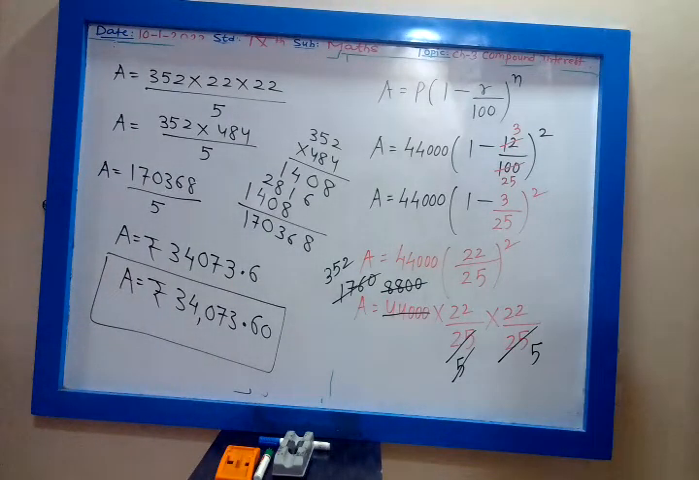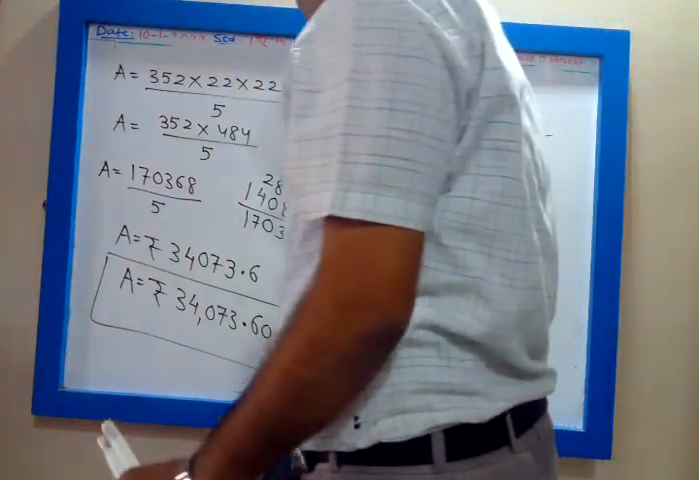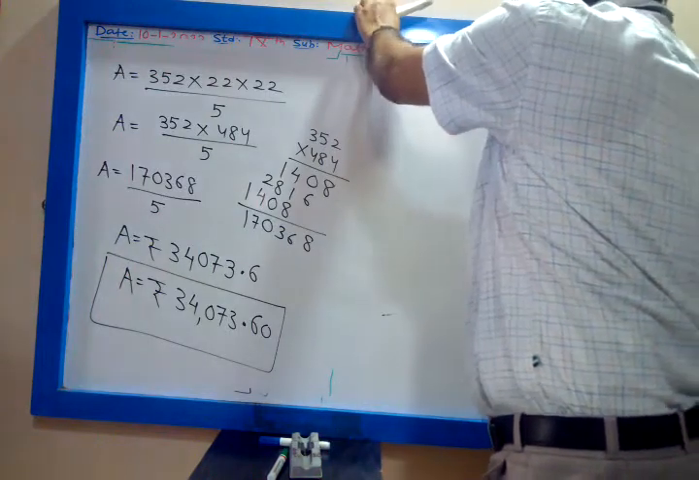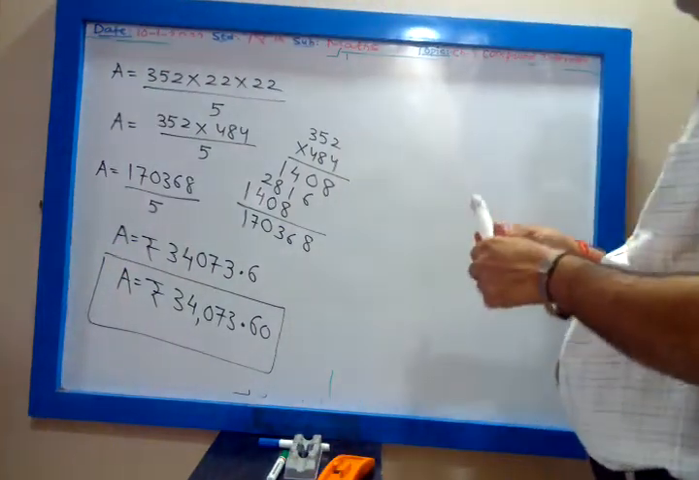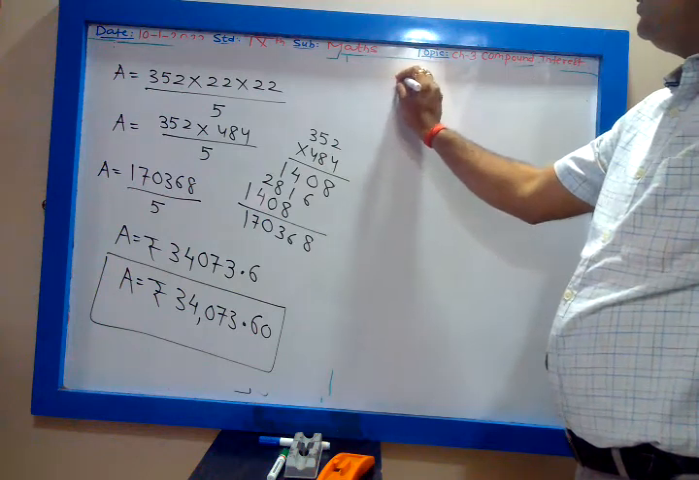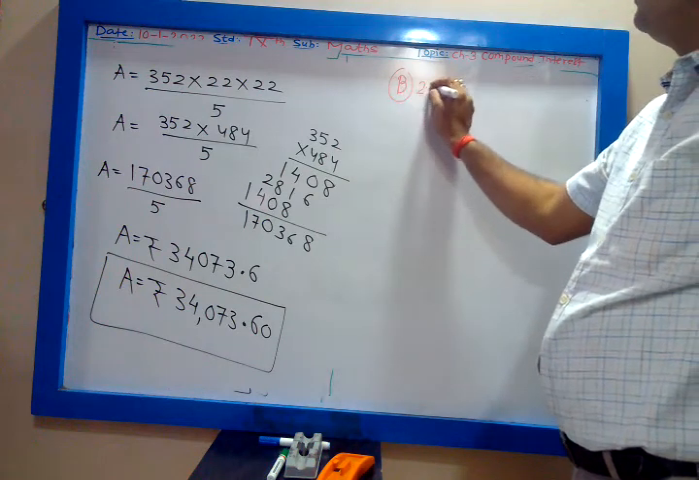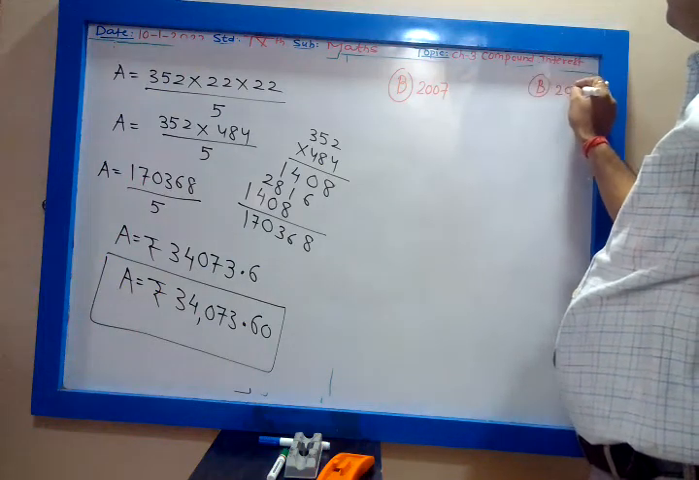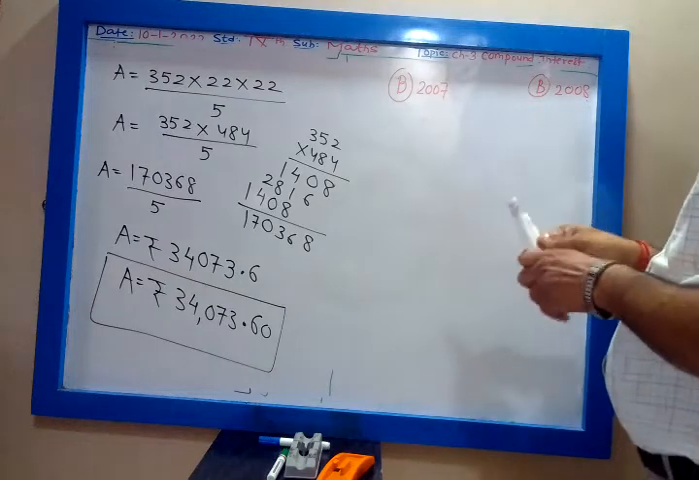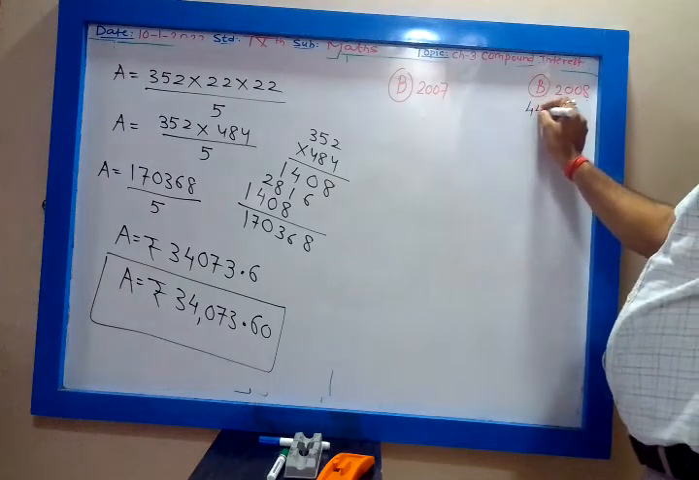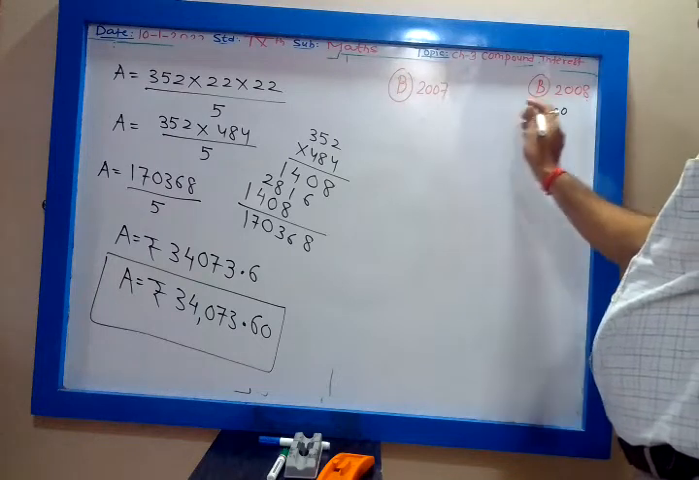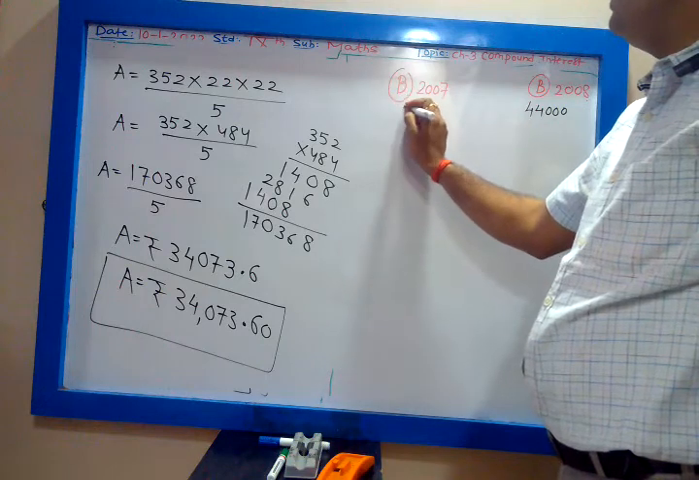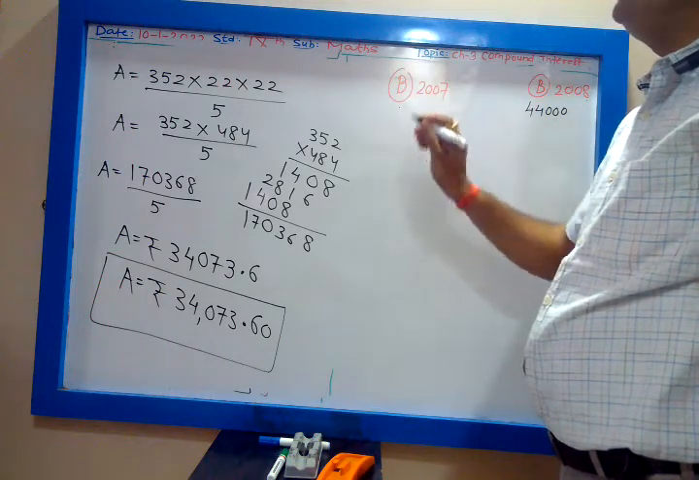Now find the amount at the beginning of 2007. Tell me. At the beginning of year 2007, you have to think. There is nothing else in this problem. The beginning of 2007, and we are given the beginning of 2008. Which amount is given? The amount at the beginning of year 2008 is given, 44,000. You have to find the amount at the beginning of 2007. So which amount do you have to find?